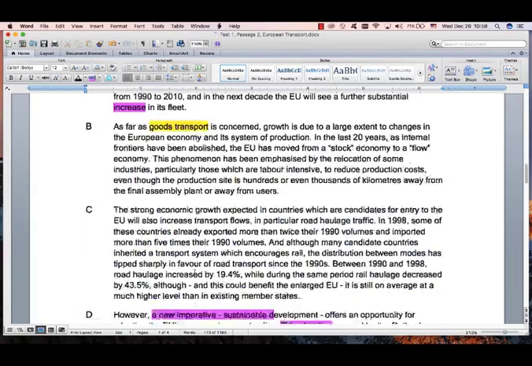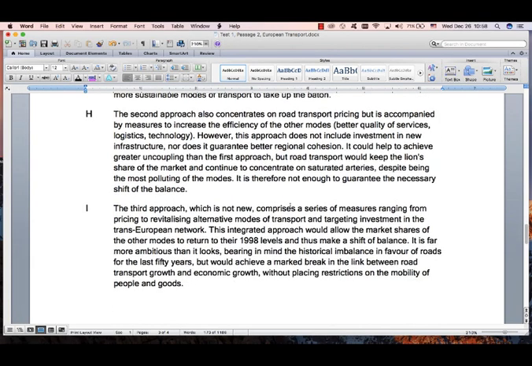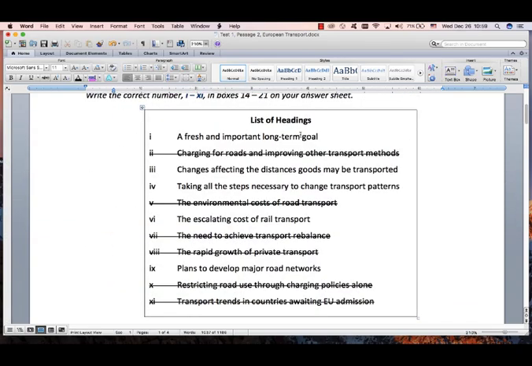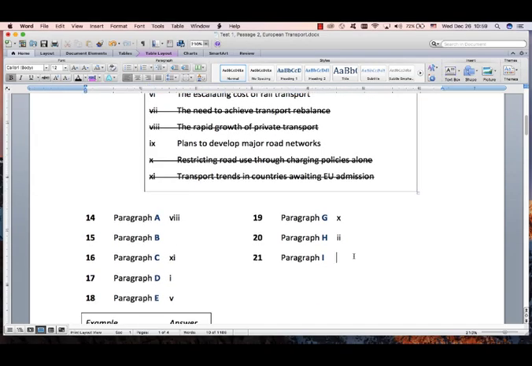Then the last paragraph was this third approach. So let's just remind ourselves, the first approach was only road transport, only through pricing. Second one was through pricing, but other methods. The third approach is a series of measures ranging from pricing to this to that. So a whole lot of measures. Fresh and important, we can delete. Affecting the distance, no. All the steps necessary. A series of measures. Rail transport, no. Major road networks, no. Okay, it's starting to get a little bit more difficult, but this is the only one that really jumps out. All the steps necessary, a series of methods. So that is number 4.